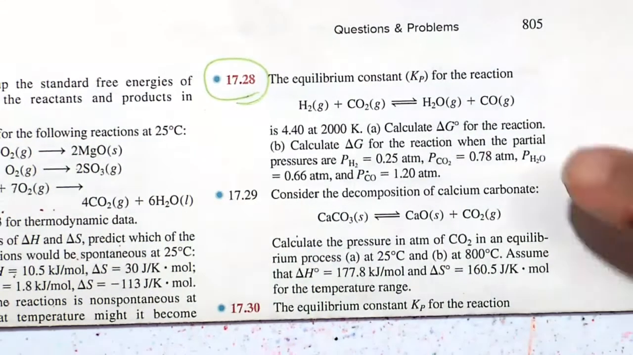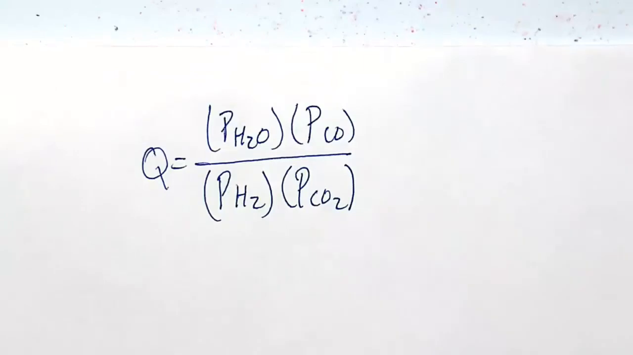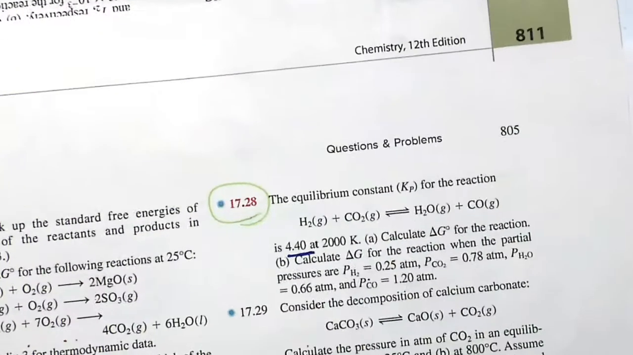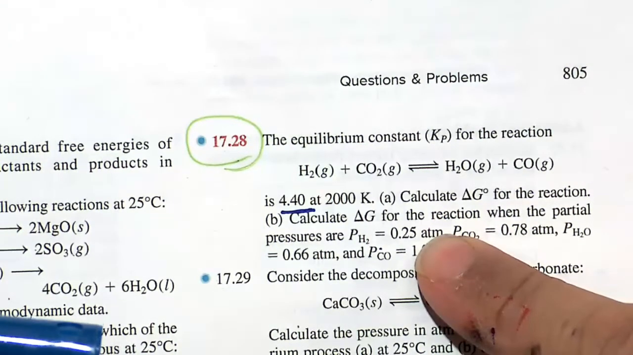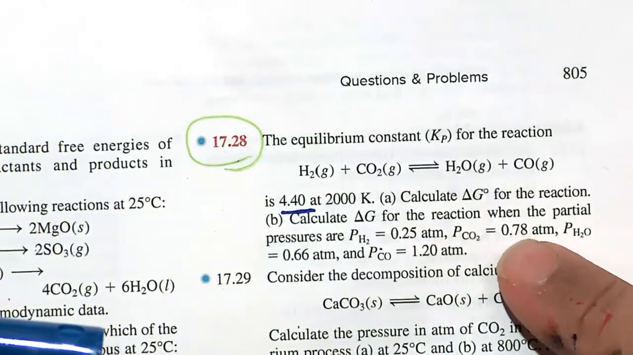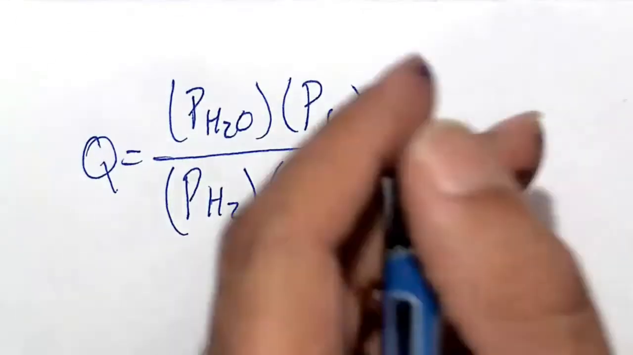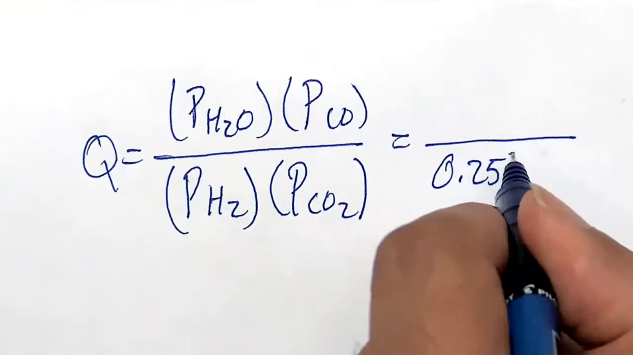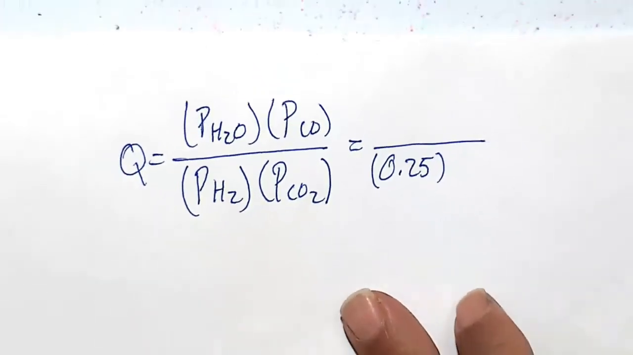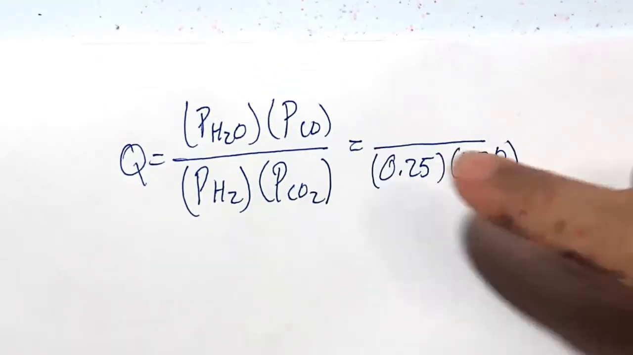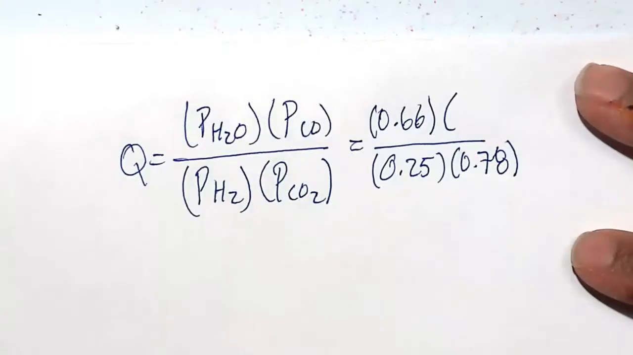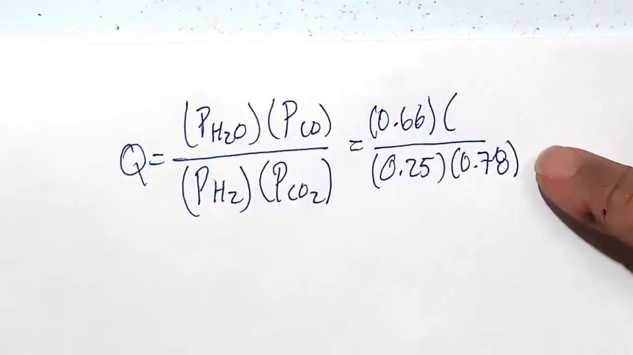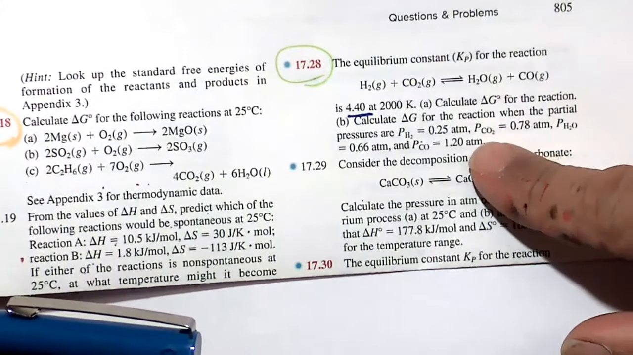Comparing Q to K. So calculating our reaction quotient here, let's look at our values of pressure. We got H2 at 0.25 atmospheres, CO2 at 0.78 atmospheres. Q does not have units, just like K. It's used in comparison to K. H2O given to us in this problem is 0.66 atmospheres. Again, I'm not putting units here because Q, just like K, has no units. And carbon monoxide, CO, is 1.20 atmospheres.